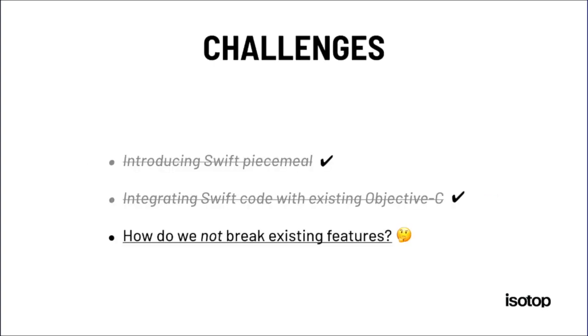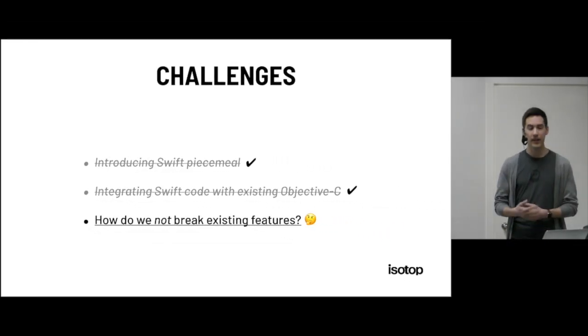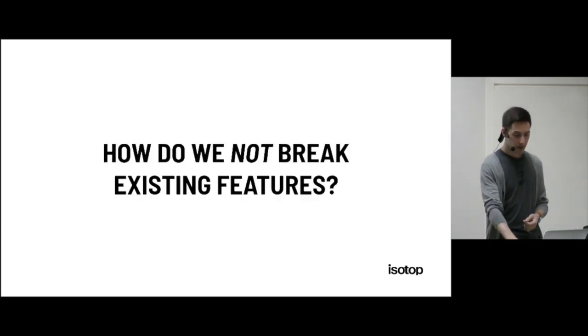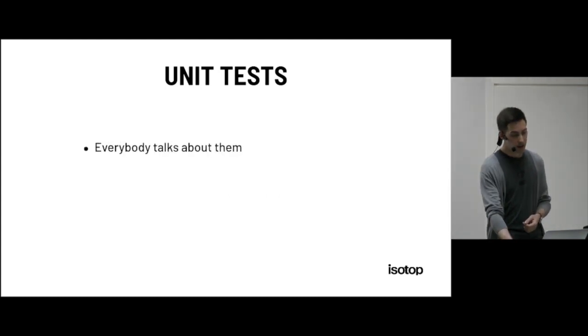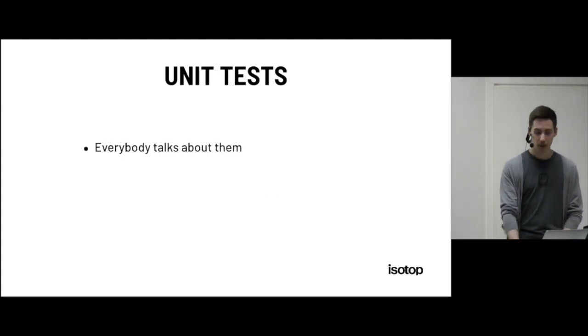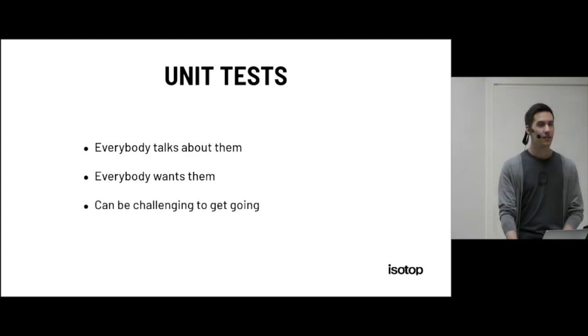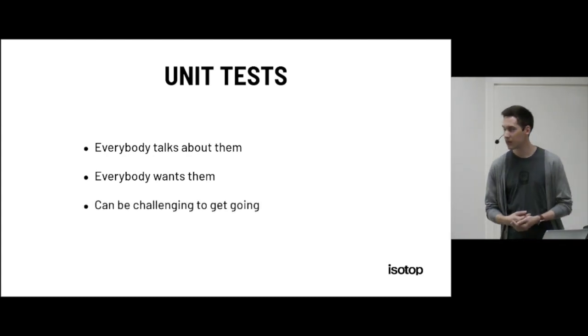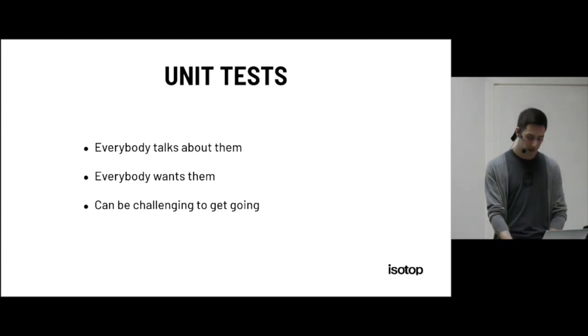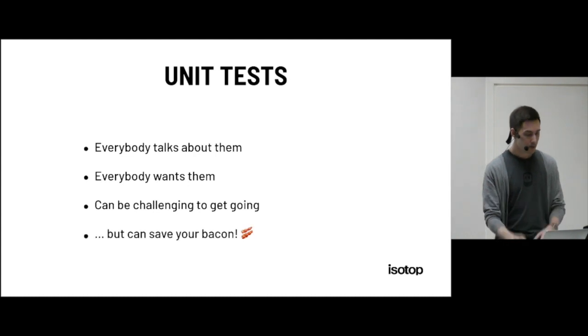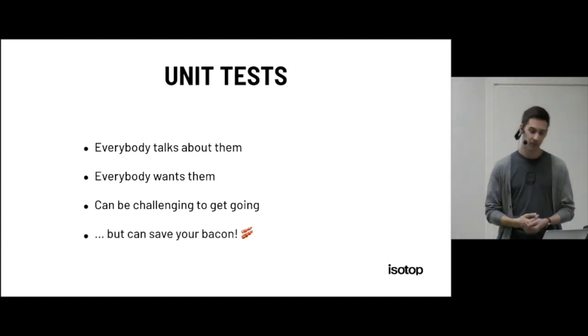And now moving on to the third challenge, how do we not break existing features? The answer to this for us was unit tests. Almost everyone talks about them, and everyone wants them. It can be challenging to get going sometimes, especially if you have legacy code that is intricately nested and hard to decouple, but they can really save your bacon sometimes.